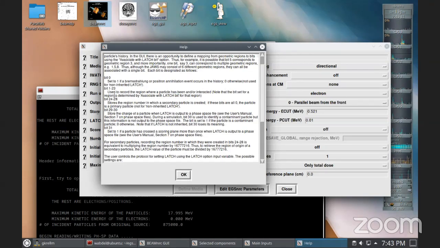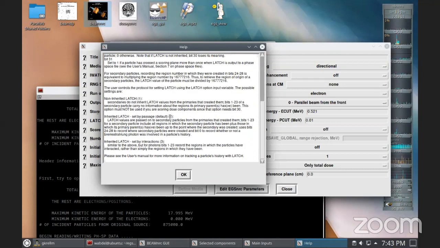Bits 1 to 23 are used to record the region. So from bit 1 to 23, we get these regions; I think we have 23. Bits 24 to 28 store the region number in which the secondary particle is created. So it becomes very fancy.